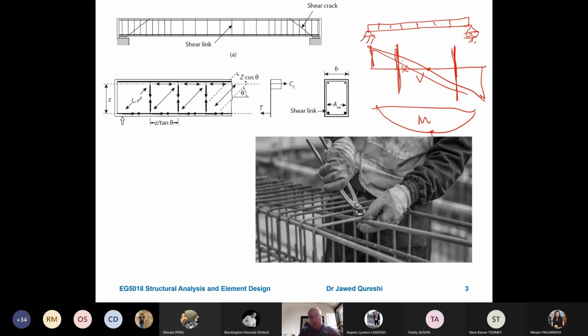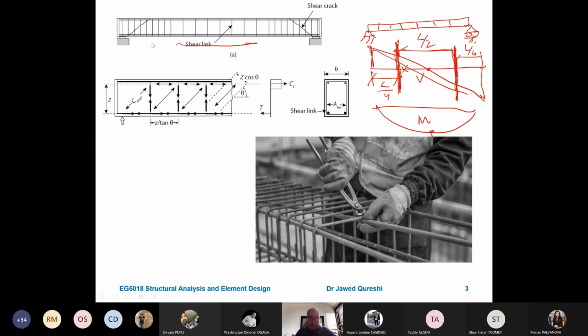Normally, if you talk about practicality, you would have the L/4 span from each of the supports where you have closer spacing of stirrups because shear force is higher. And in the middle portion, which is the middle half, the spacing is larger. The reason is that you have less shear force in the middle. That's the reason we have larger spacing.